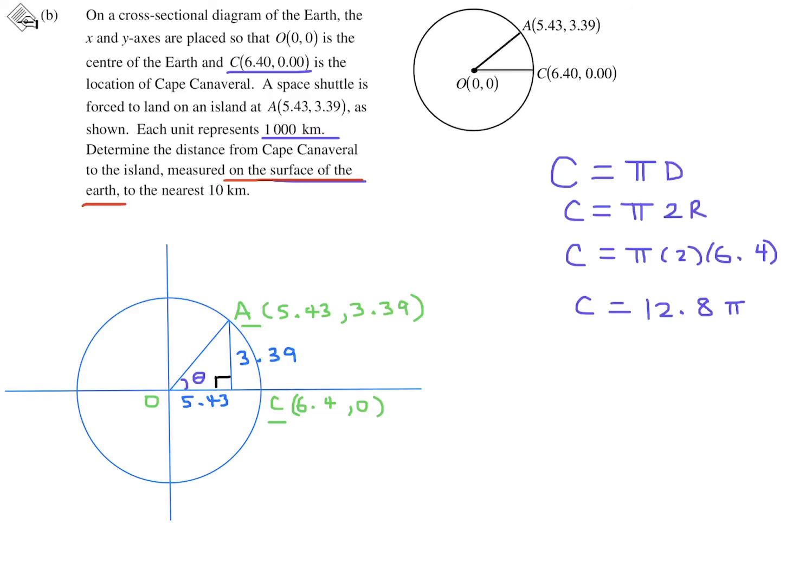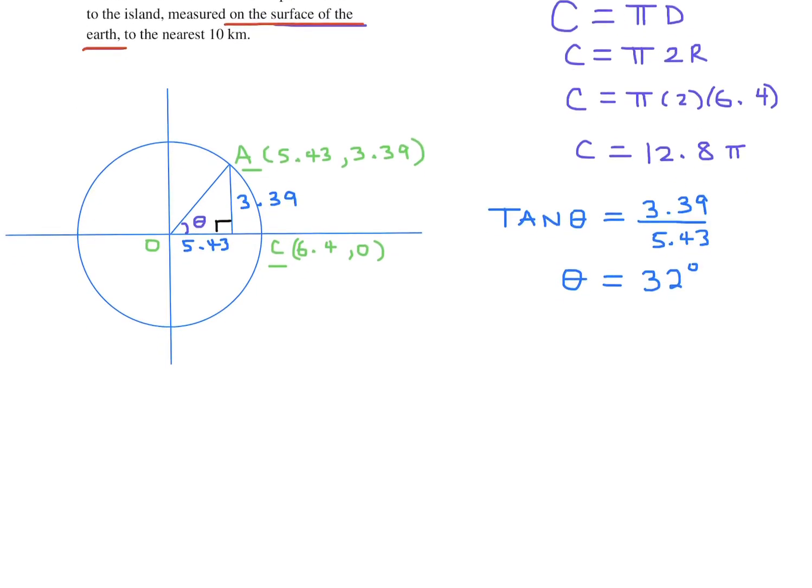So what do you want to use? Tan. The tan of theta is going to be opposite over adjacent. So 3.39 over 5.43. And therefore theta will be approximately 32 degrees. Like that. Okay? So now we have to figure out the length of this segment of the circumference.